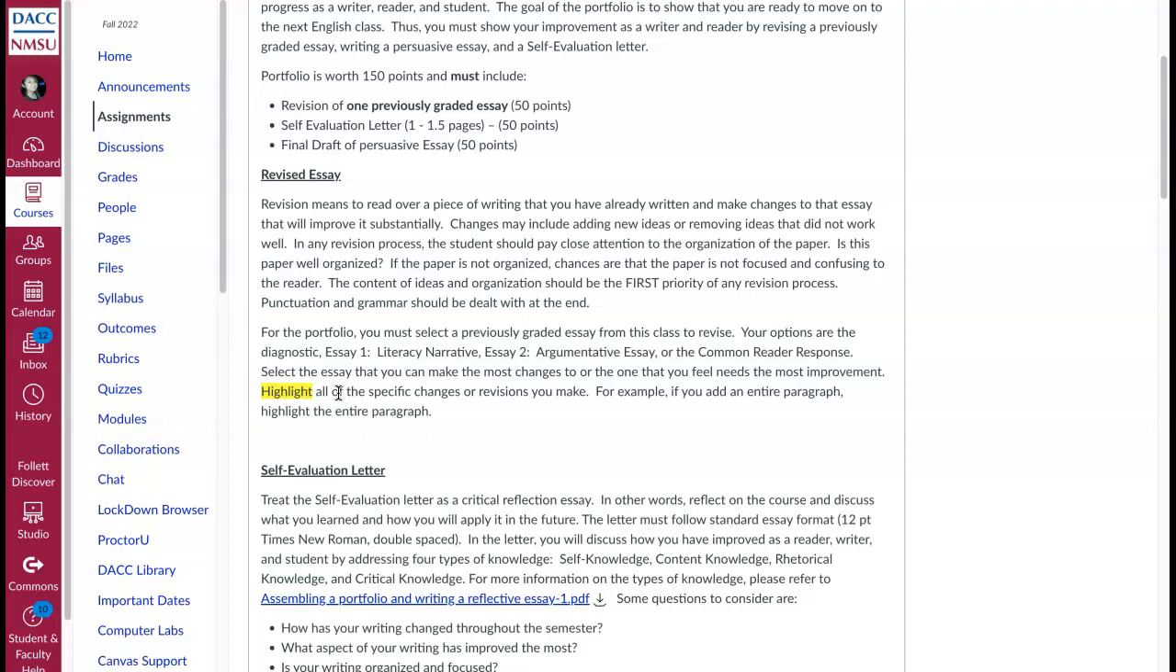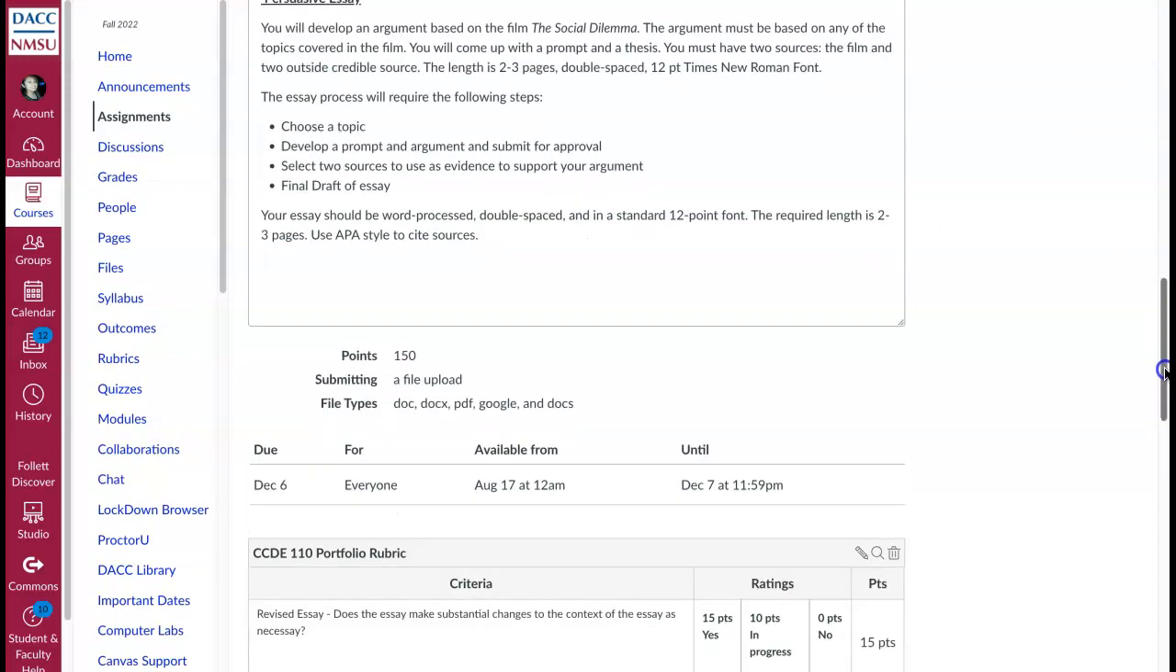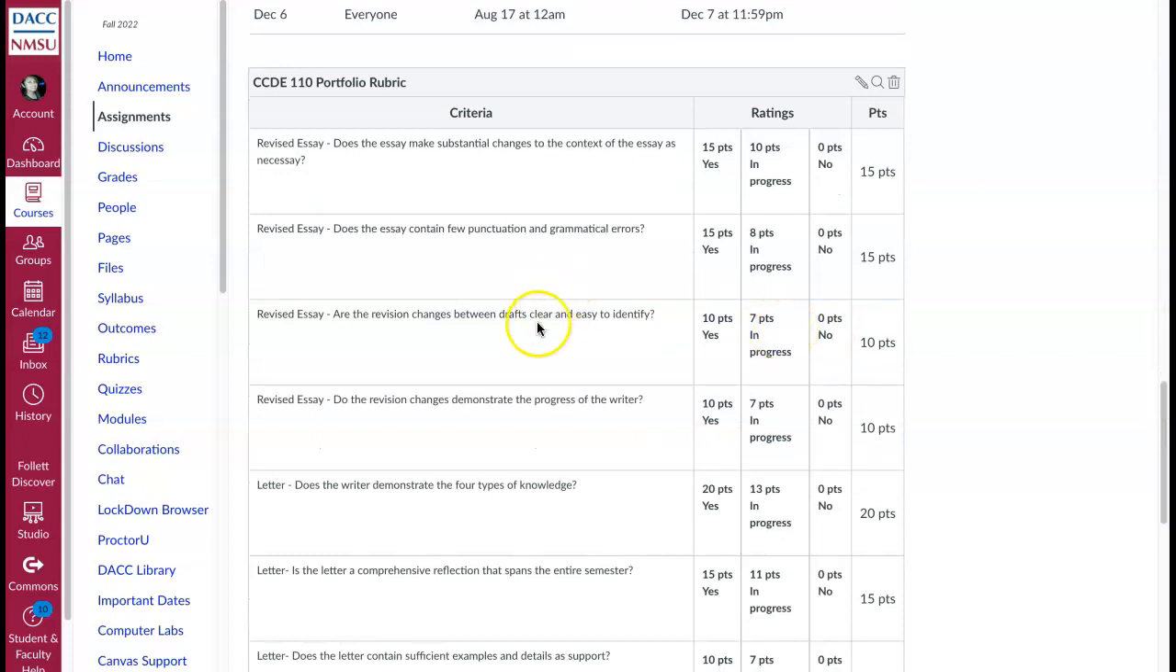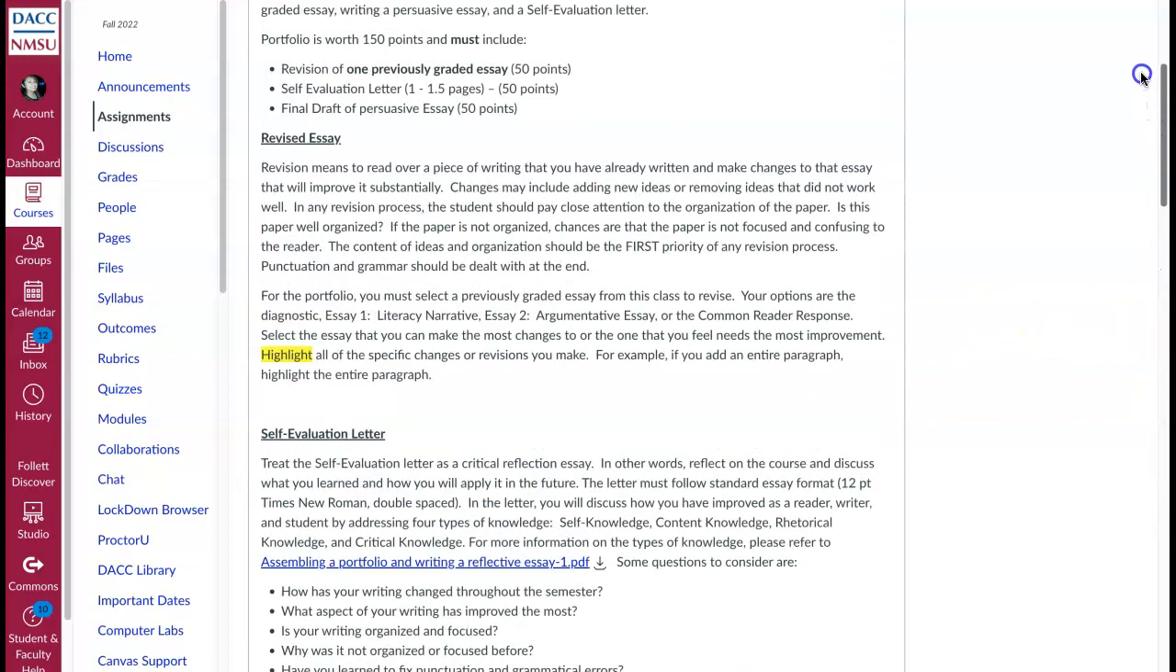If you added 2 pages, highlight every single one of those pages, because this helps me to visually see everything you've changed. So definitely go ahead and make sure that you do that, because if you don't, whenever we get to the rubric, right here, I'm going to give you a no. So this criteria right here is asking you to highlight the changes you've made in the revised essay.